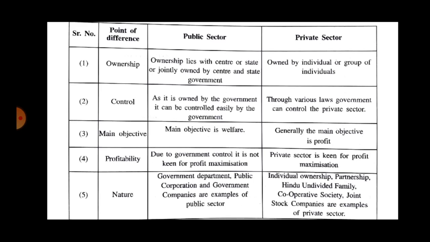So first, the ownership. In public sector, ownership will be in the hand of government, either central government, state government, or jointly by both of them. But in private sector, ownership will be held by an individual or group of individuals. So the ownership in public sector is completely in the hand of government, and in private sector the ownership is completely in the hand of individuals or group of individuals.